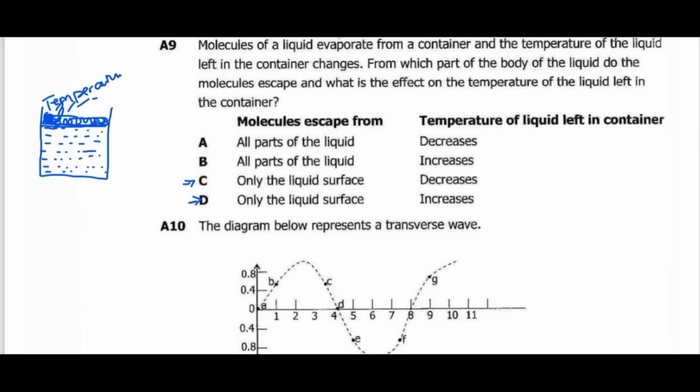The remaining molecules, after the others have evaporated, must also be heated so that they can undergo the same process. So the key point is, after the molecules on the surface have heated and evaporated, the remaining temperature must decrease. So the answer is C here.